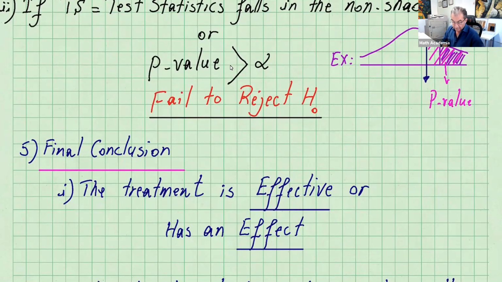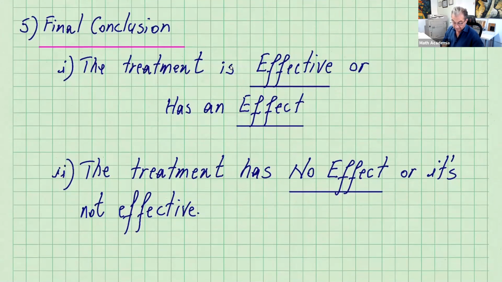Finally, we make the final conclusion. In this type of testing, we just say at the end, if the treatment is effective or has an effect, see if you have enough evidence to support that, or the treatment has no effect or it's not effective.